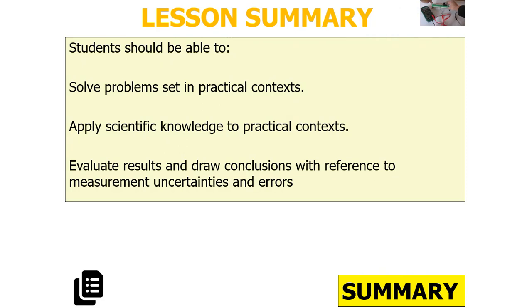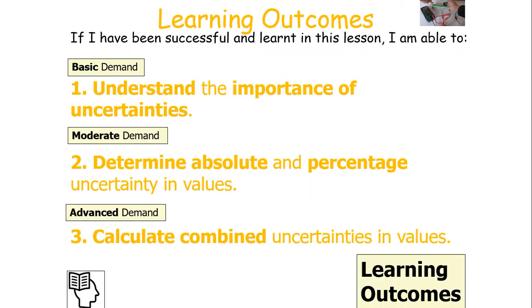So in this lesson, you should be able to solve problems set in practical contexts, apply scientific knowledge to practical contexts, and evaluate results and draw conclusions with reference to measurement uncertainties and error. If you've been successful and you've learned in today's lesson, you understand the importance of uncertainties, you can determine absolute and percentage uncertainty in values, and you can calculate combined uncertainties in values.